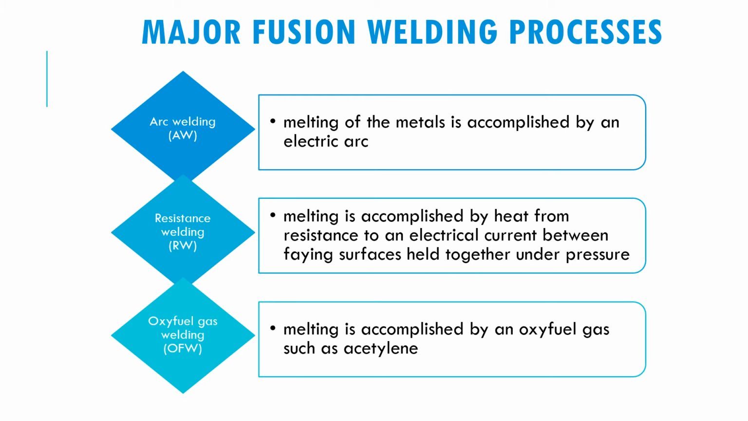For arc welding, melting of the metal is accomplished by the electric arc. In resistance welding, melting is accomplished by heat from the resistance to electrical current between faying surfaces held together under pressure. And in oxy-fuel gas welding, melting is accomplished by oxy-fuel gas such as acetylene.